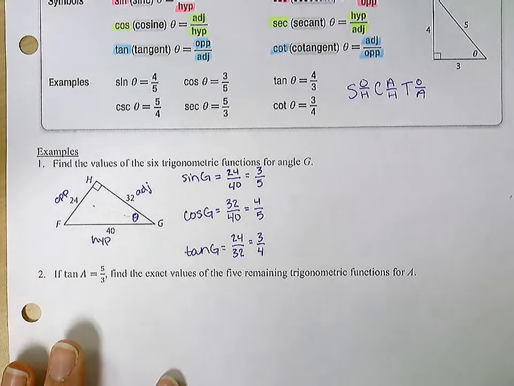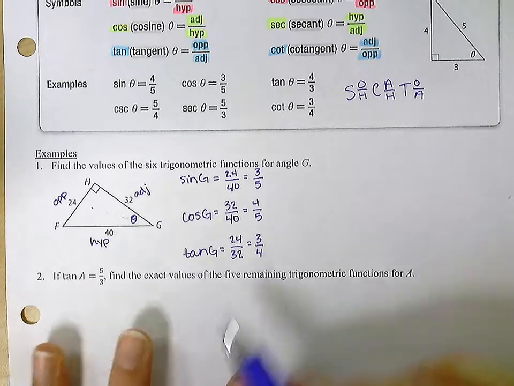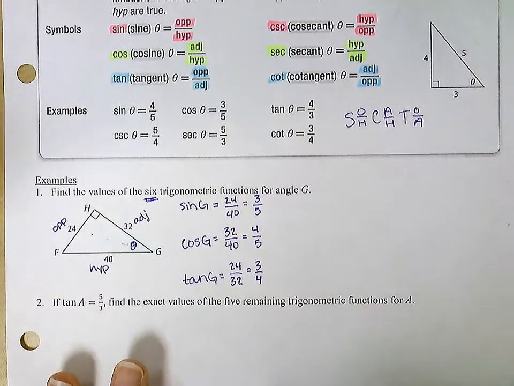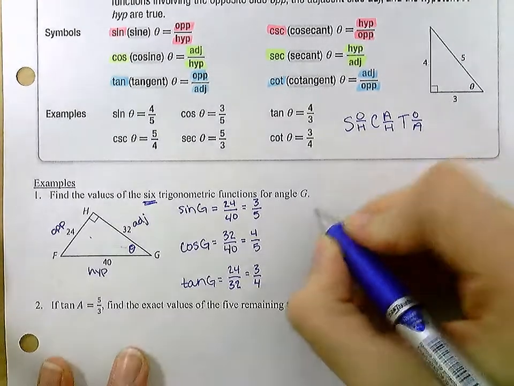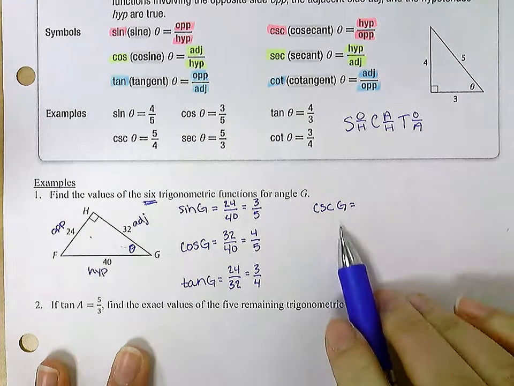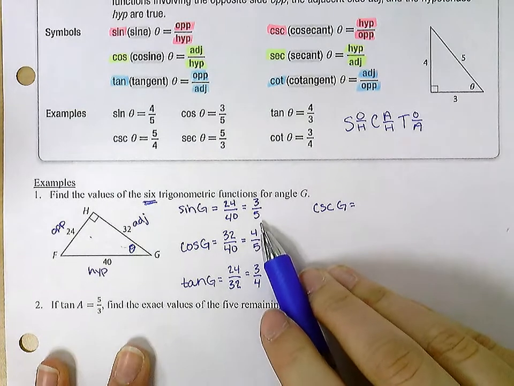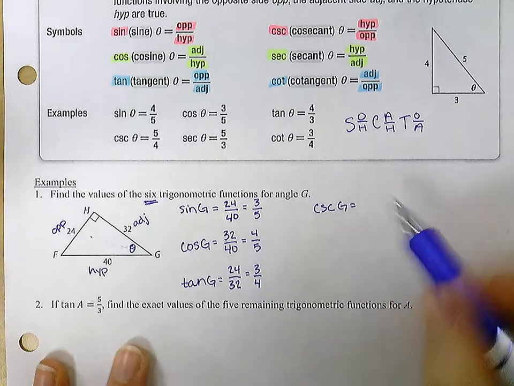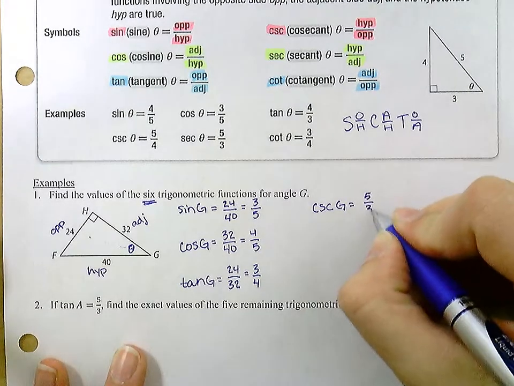Now you have to do the other 3. So, yeah, 6 trig functions. So we need cosecant of G. Now again, cosecant is just the reciprocal of sine. So all you have to do is take the reciprocal of the fraction you already found. So this one will be 5/3.